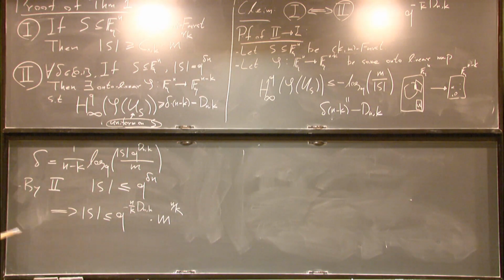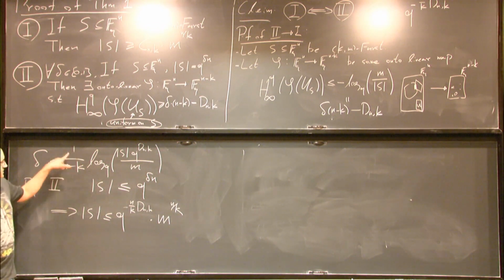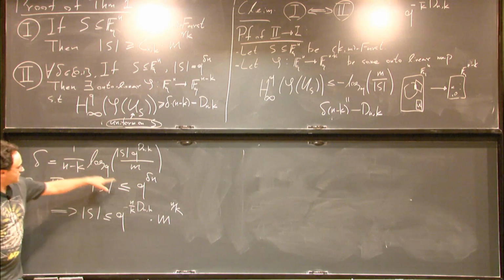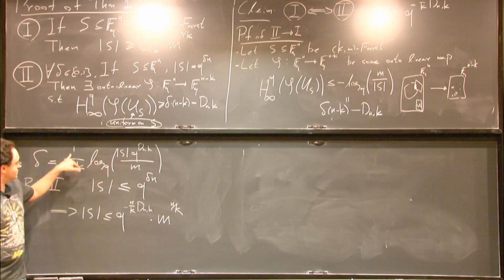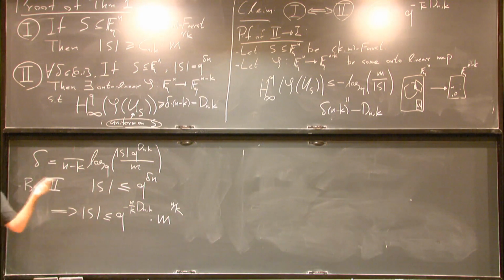You get the bound you need. It's just you plug this delta in here. The log q and the q kind of collapse. You get some power. You have S here. You get S to the 1 over n minus k on the other side.